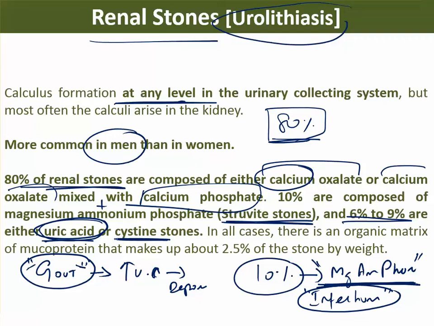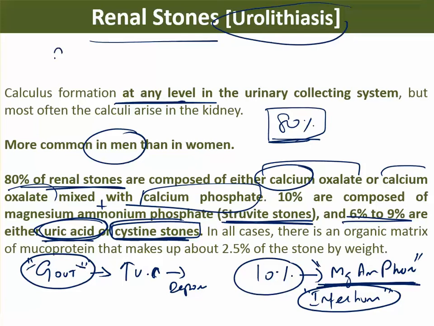Cystine stones are due to a certain amino acid transport problem. It's congenital. Some persons have transport issues with the amino acid, so that amino acid gets collected. So it is called cystine stones.